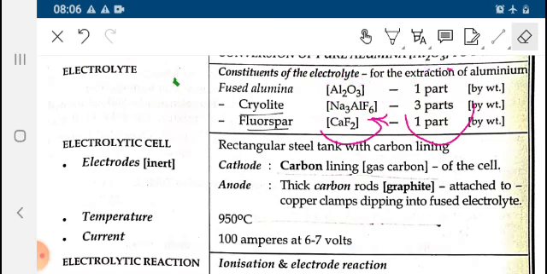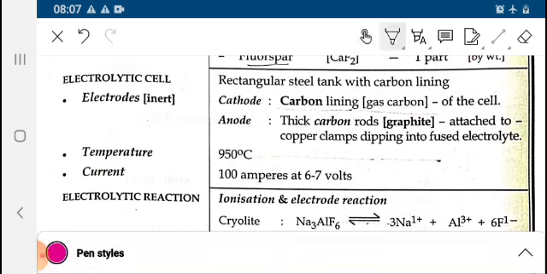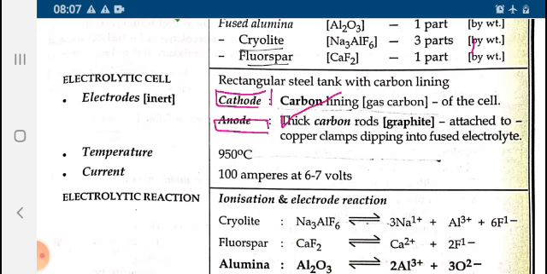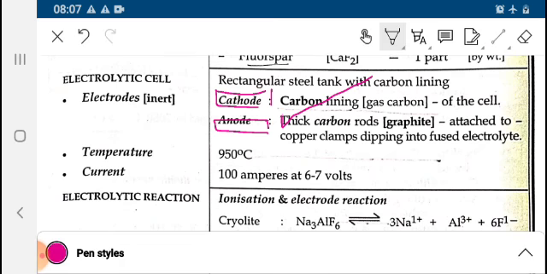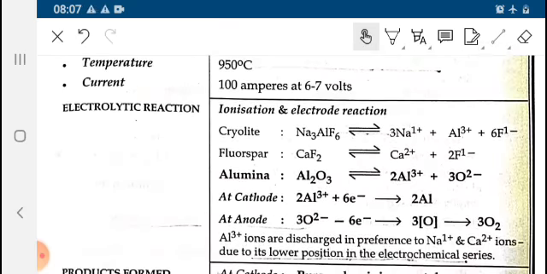Now we take this electrolyte and place it in the electrolytic cell, which is a rectangular steel tank. After this, the selection of cathode and anode. Our cathode and anode are carbon. Carbon is the cathode and carbon is the anode. Graphite is the other form or allotrope of carbon. Temperature and current are 950 degrees and 100 ampere.